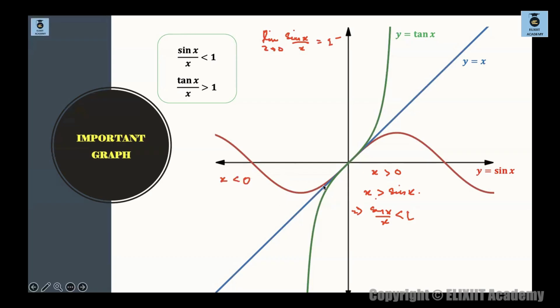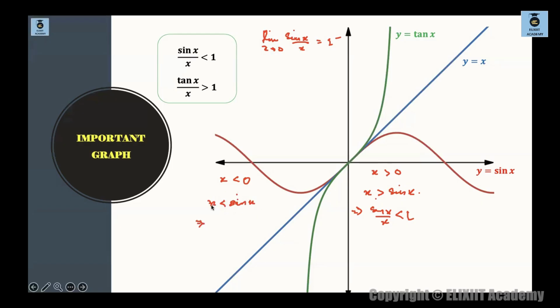The blue graph is the graph of x, and this red graph is the graph of sin x. So when x is less than 0, the blue graph lies below the red graph. Which means I can say that here x is less than sin x. The graph of x lies below the graph of sin x. So x is less than sin x, and now here x is negative.